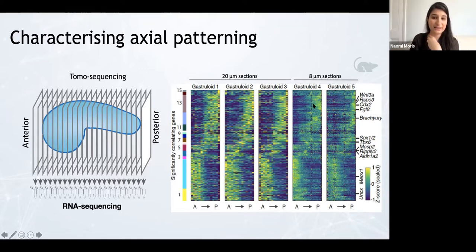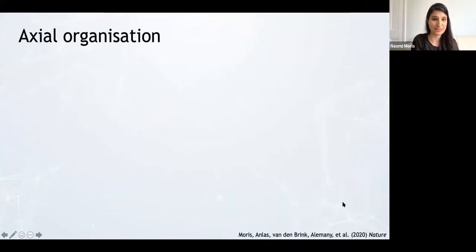And you can see the kind of reproducibility from one gastruloid to another. So some of the genes that are expressed posteriorly in one gastruloid are also expressed posteriorly in the others, and the genes that are expressed anteriorly in some are expressed anteriorly in the others. So that's been a really useful tool for us.